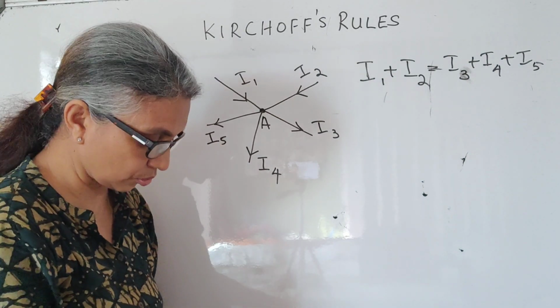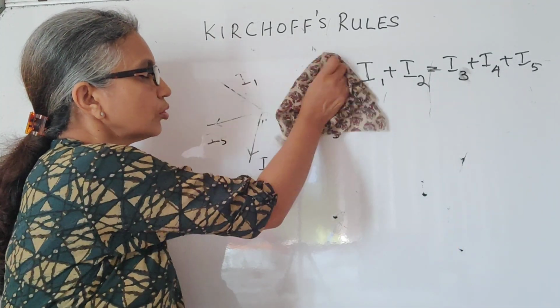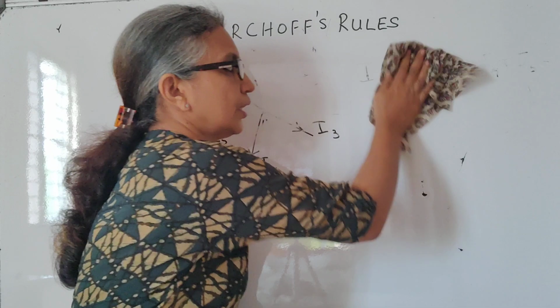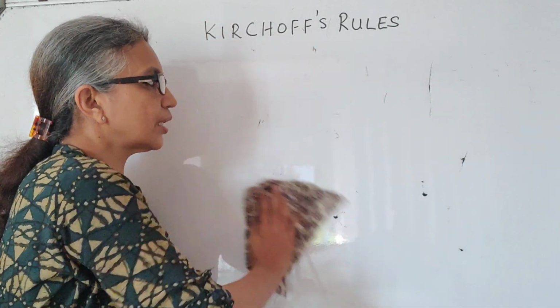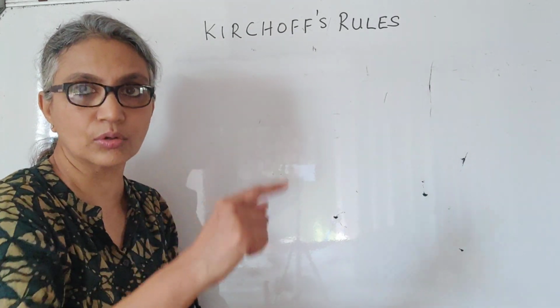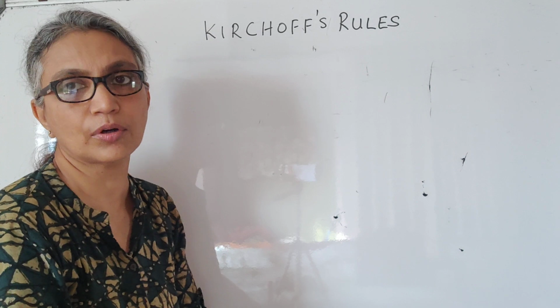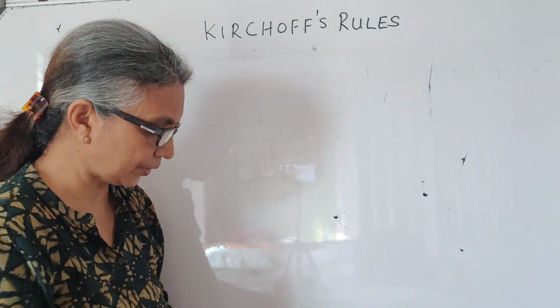Now we have the second rule, which is called the loop rule, and in the loop rule we are going to take closed loops in any circuit. If you have a closed loop in any circuit, it says that the potential drop across resistors and cells in a closed loop, the algebraic sum of this, must be equal to 0. Now let me explain that with an example.